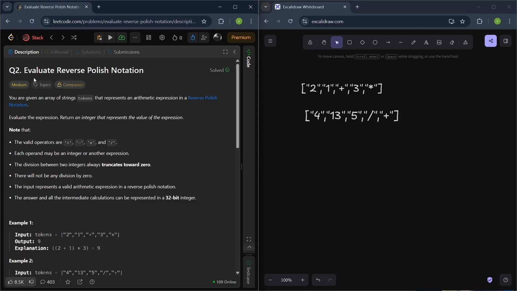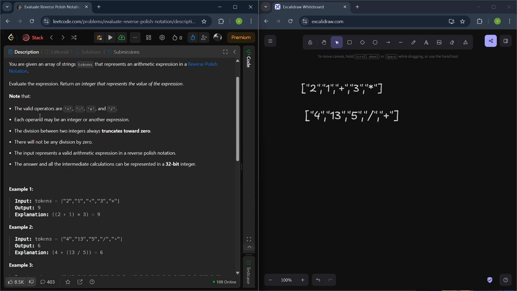Hi, so today we are going to see the LeetCode question Evaluate Reverse Polish Notation. So basically they have given us tokens containing an array of integers or strings in reverse Polish notation. You can go through this. They also have some operators: the four operators, that is plus, minus, multiply, and divide.